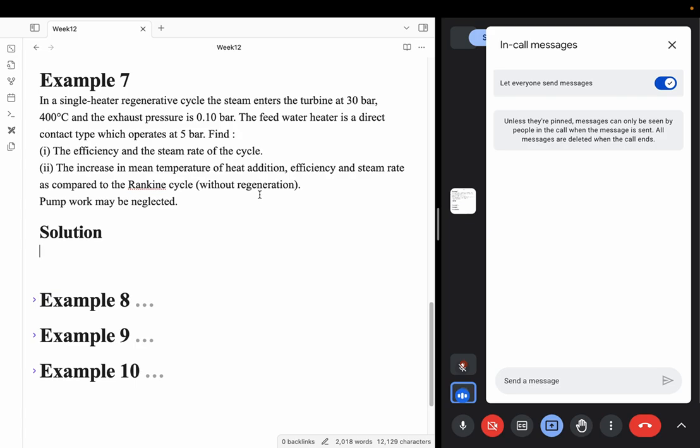So we have a single heater regenerative cycle. The steam enters the turbine at 30 bar, 400 degrees Celsius, and the exhaust pressure is 0.1 bar. The feed water heater is a direct contact type which operates at 5 bar. Find the efficiency and the steam rate of the cycle. The increase in the mean temperature of heat addition, efficiency, and steam rate as compared to the Rankine cycle without regeneration. Pump 1 can be neglected. A bit of involved problem.